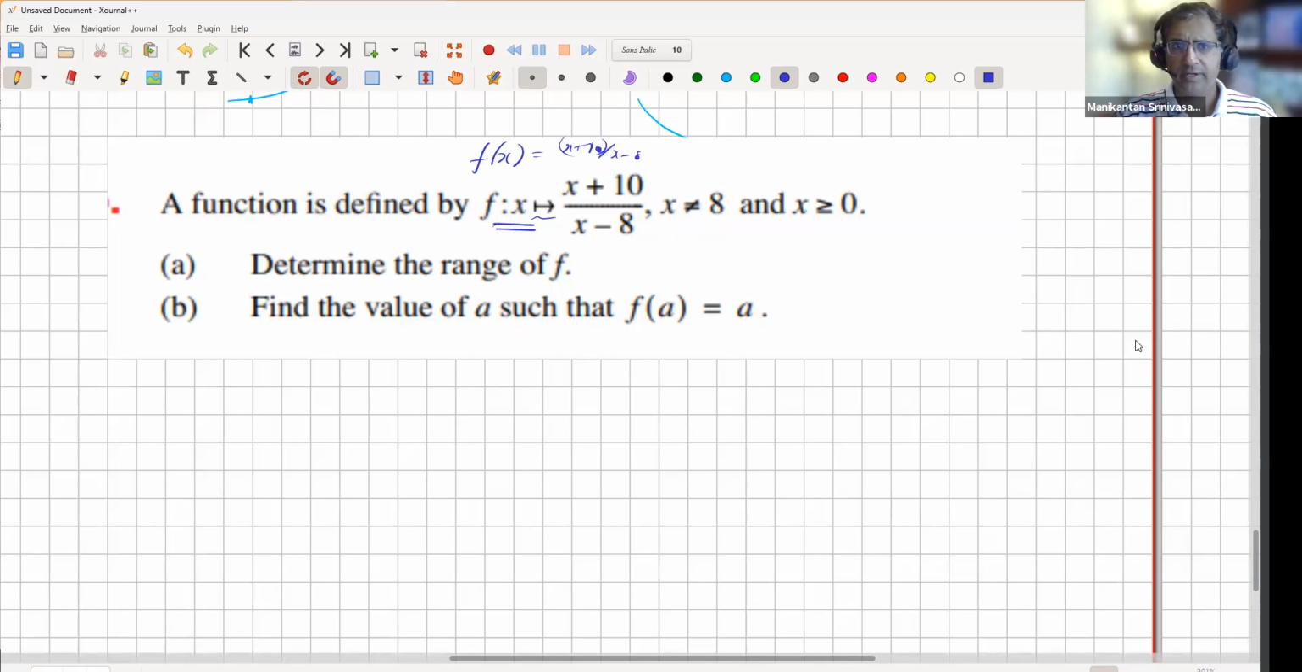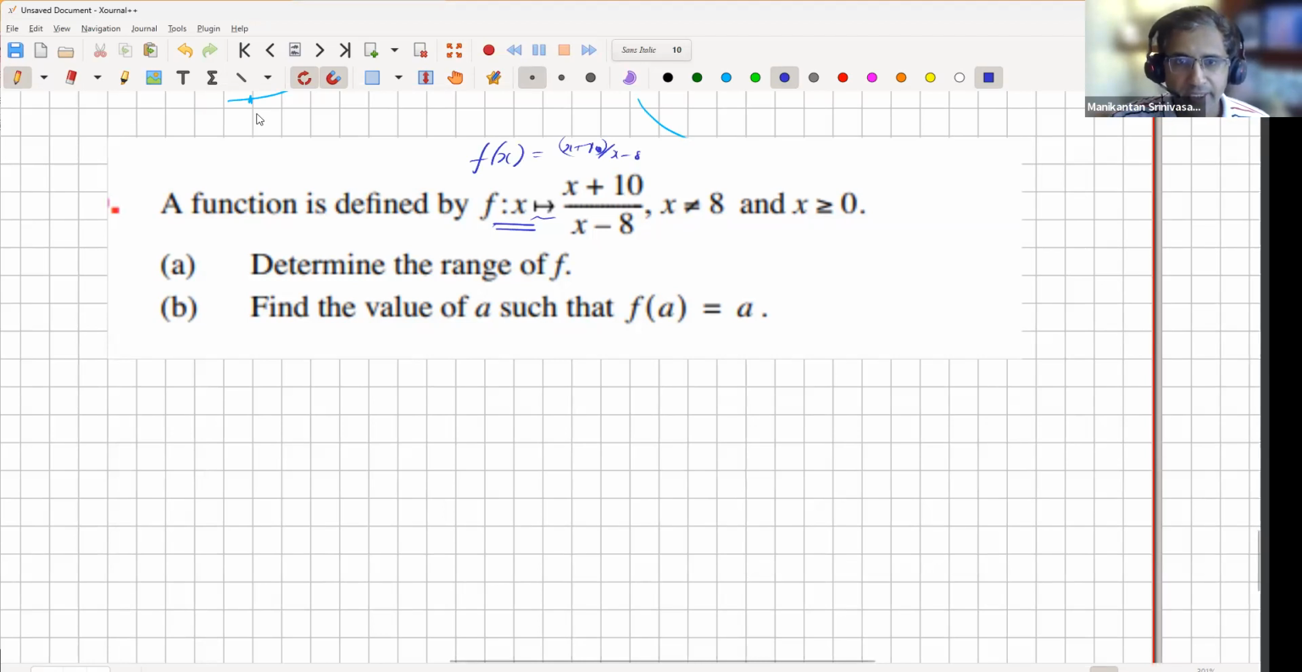Okay, now can we do this one, guys? I'll give you some time. Maybe a minute. Find the domain and the range. He didn't ask for a domain, but I'm asking you what the domain is.